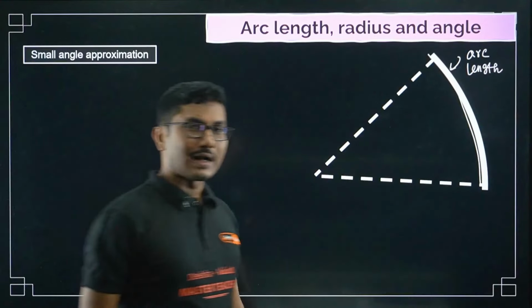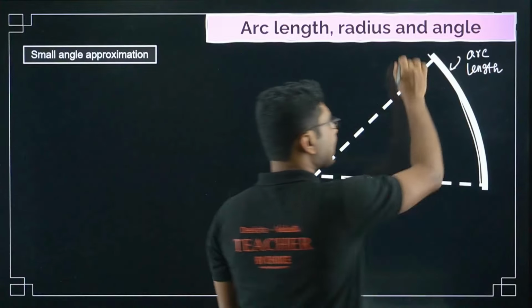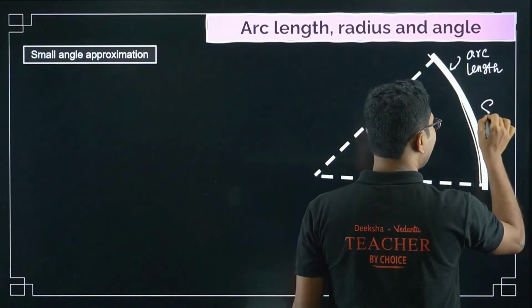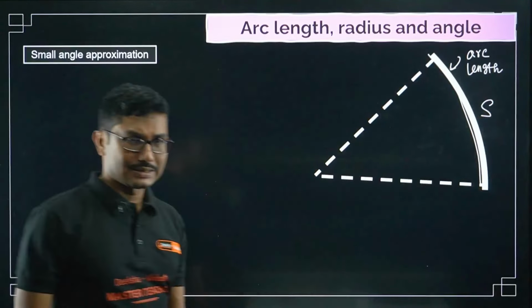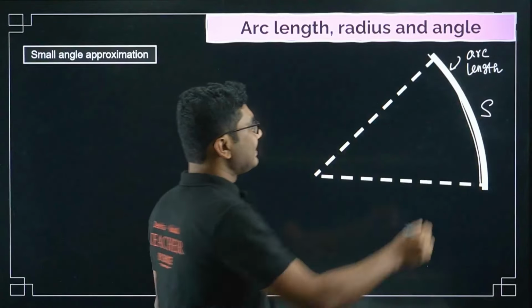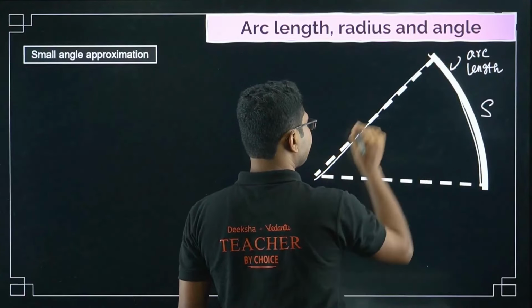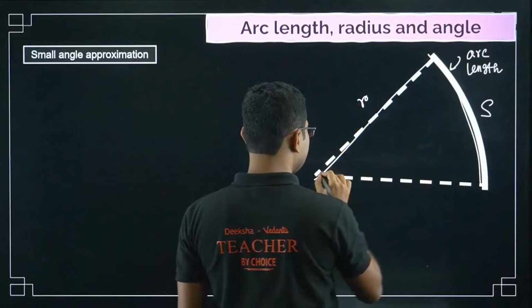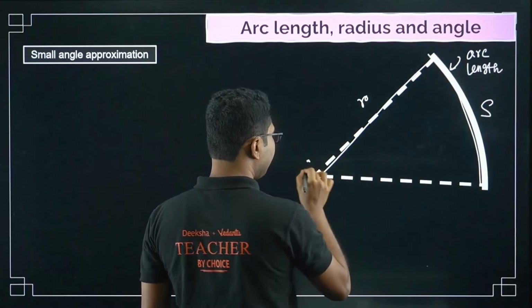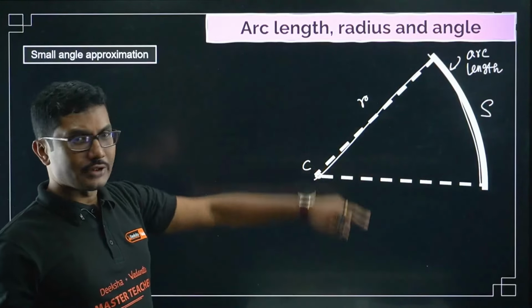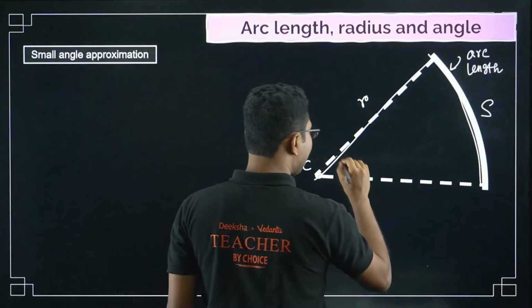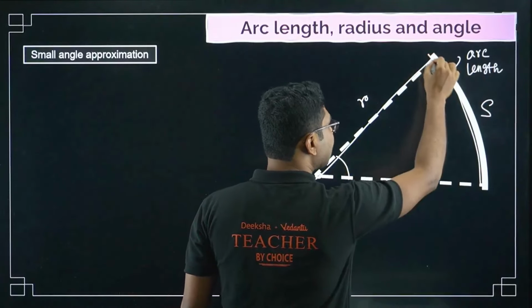Okay, this is called arc length. We denote arc length by a symbol S, capital S. This is the radius, and this is the center of the circle. You know the radius, you know the arc length, and there is some angle subtended by this arc at the center.